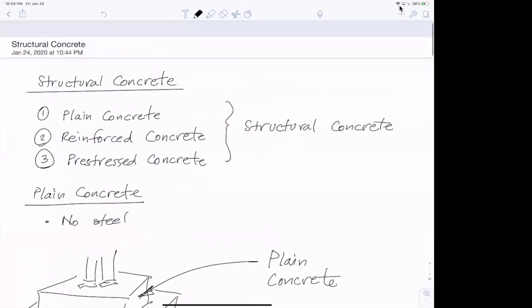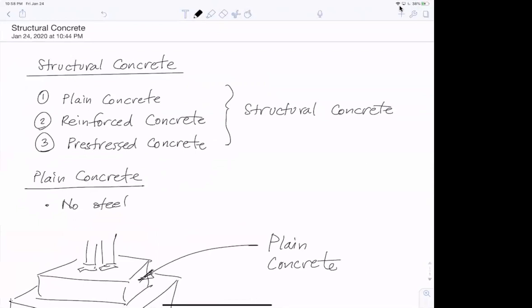So to summarize, structural concrete is made up of plain concrete with no steel, reinforced concrete, concrete and steel, where you put the steel where there's tension, and pre-stressed concrete, where the steel stresses the concrete before you stress it with load. So it's pre-stressed. But this course is reinforced concrete design, even though the title says structural concrete.